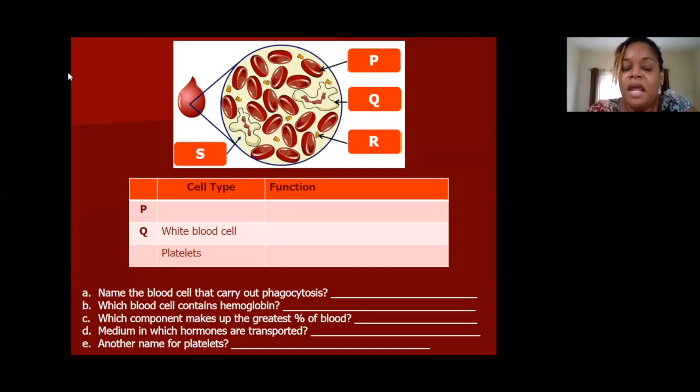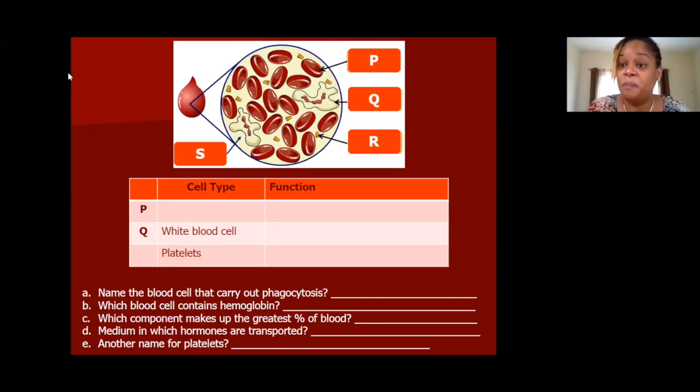Platelets. Now, platelets is the cell type, but has not been identified. So which letter represents the platelet? R would represent our platelet. And what does S represent? Very good. S is our plasma. It's pointing actually to nothing, but we know that the blood cells are contained in the plasma, which is the liquid part of blood. So R would be our platelet.